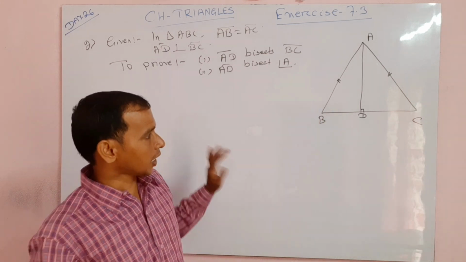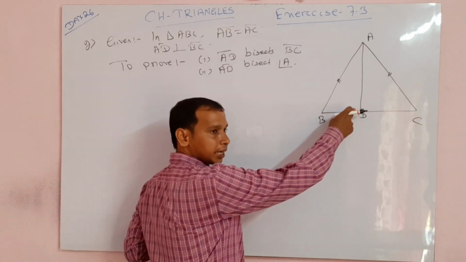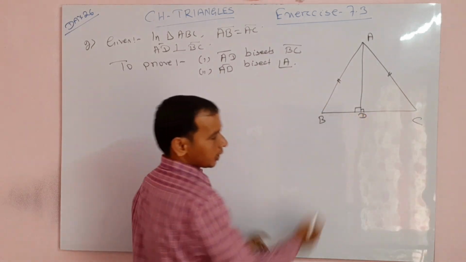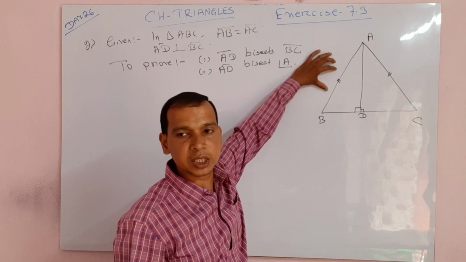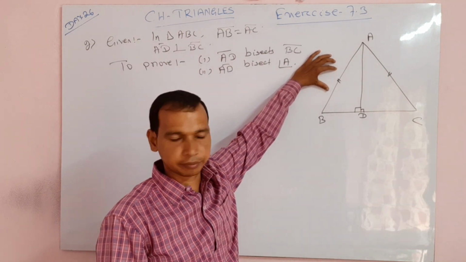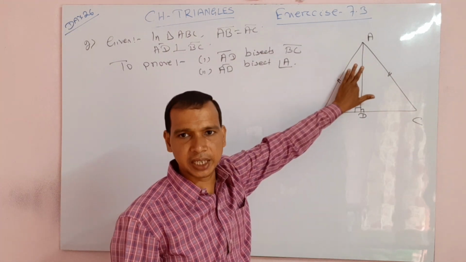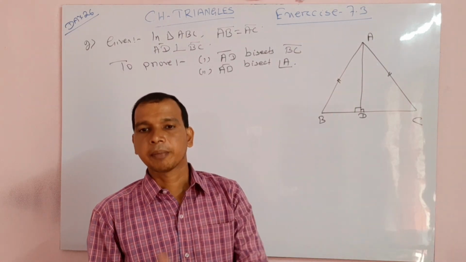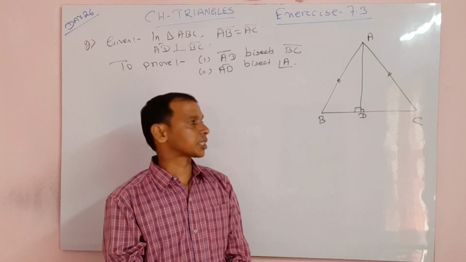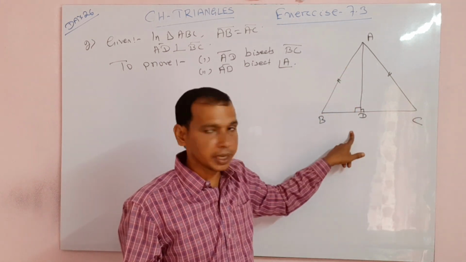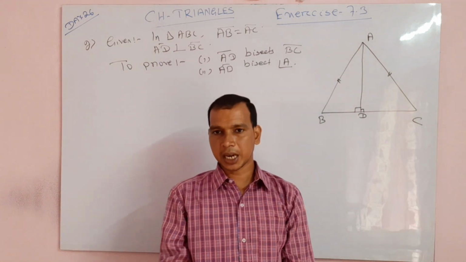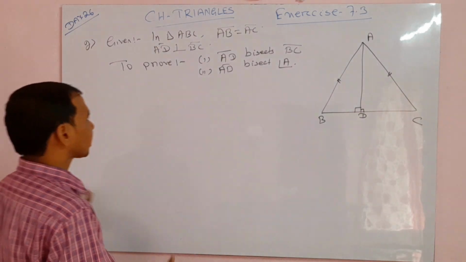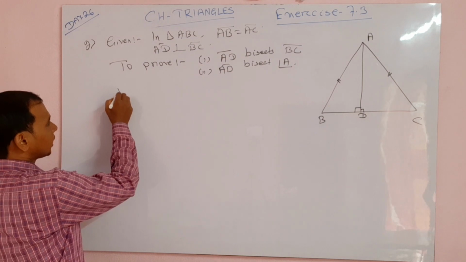First we mark this right angle. Mark the side in front of the right angle, this one is the hypotenuse, and AD is the side. So by RHS congruence criteria, triangle ABD is congruent with triangle ACD. As two triangles are congruent, you get your answer. So after the given and to prove, then come to the proof.